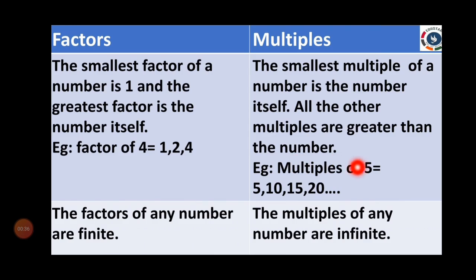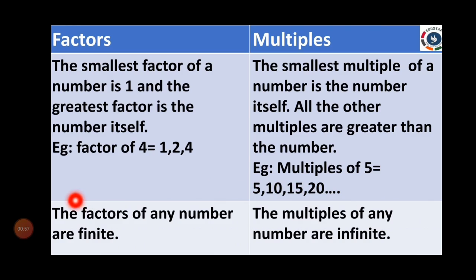For example, multiples of 5 are 5, 10, 15, 20, 25, going on like that. In the first one, 5 is the number itself. The remaining values are all greater than the number itself. All the other multiples, 10, 15, 20, are all greater than the number.